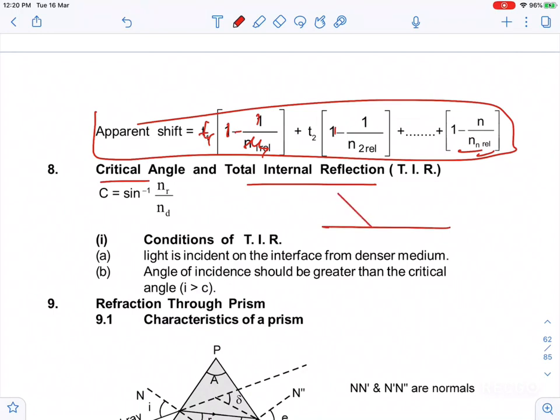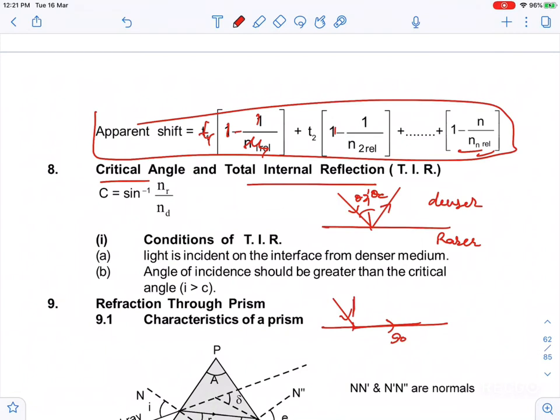So this is total internal reflection and critical angle. Suppose, guys, when light is falling and the angle is greater than the critical angle, this light will return in the same direction. This is known as total internal reflection. For total internal reflection to take place, light must enter from a denser medium to a rarer medium, and the angle must be greater than critical angle. This angle must be greater than theta critical.